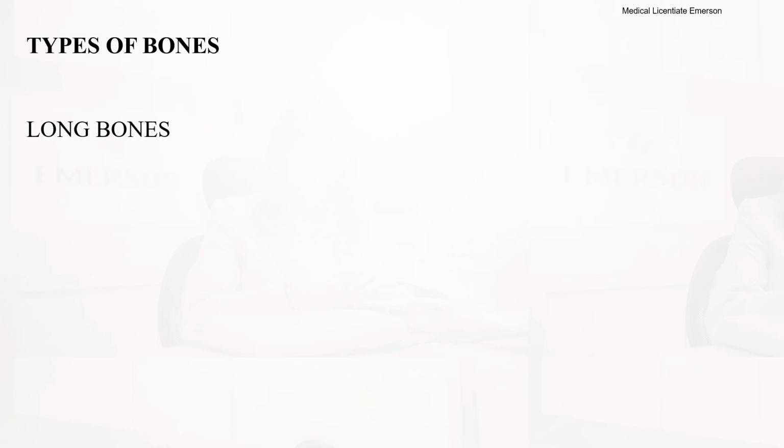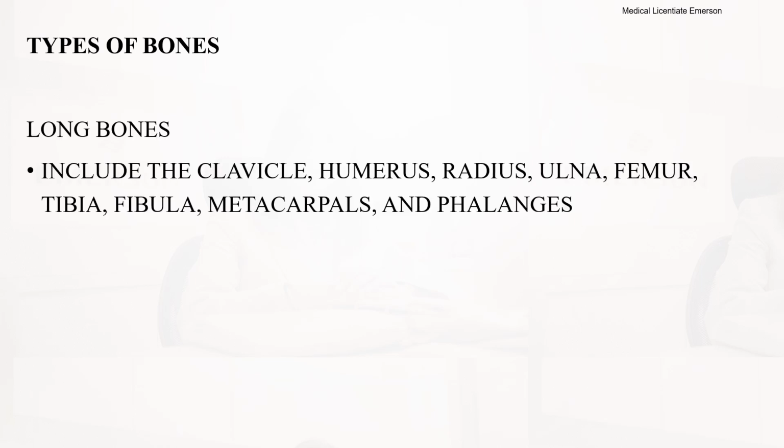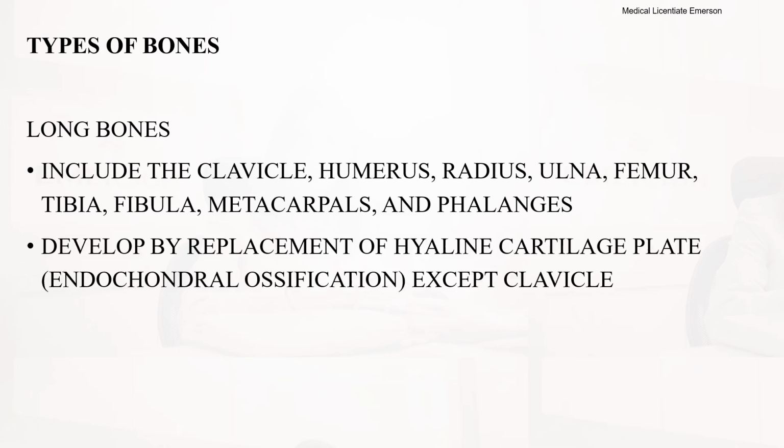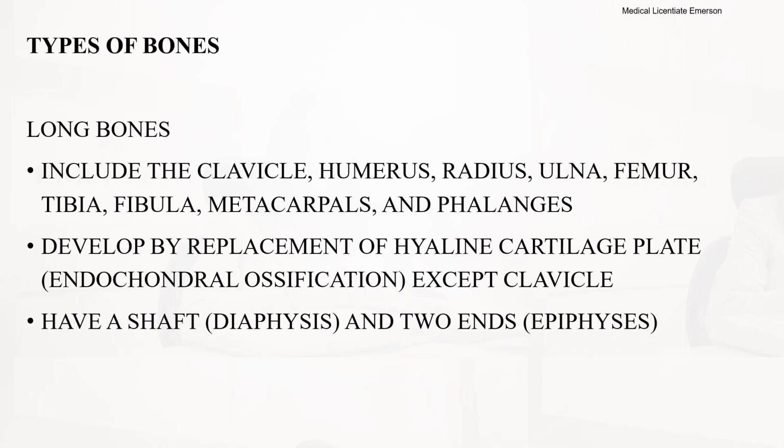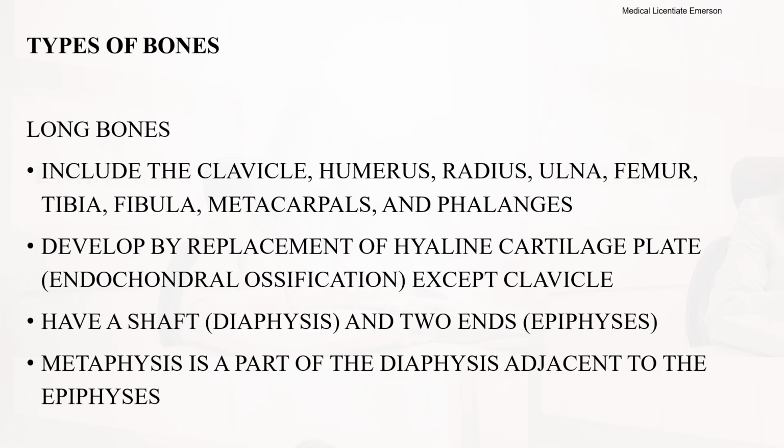So starting with the long bones, the long bones include the clavicle, humerus, radius, ulna, femur, tibia, fibula, metacarpals, and phalanges. They develop by replacement of a hyaline cartilage plate, which is endochondral ossification, except for the clavicle, which doesn't necessarily replace the hyaline cartilage. They have a shaft, known as the diaphysis, and the two ends are known as the epiphysis. The metaphysis is a part of the diaphysis adjacent to the epiphysis.